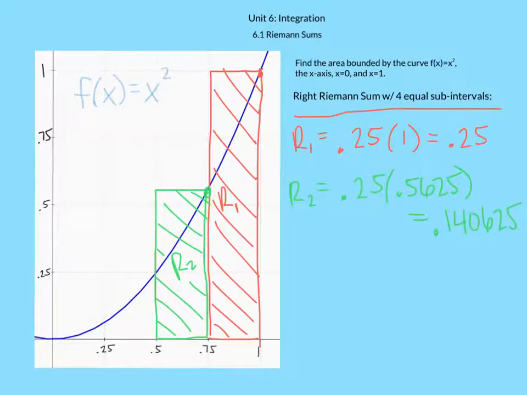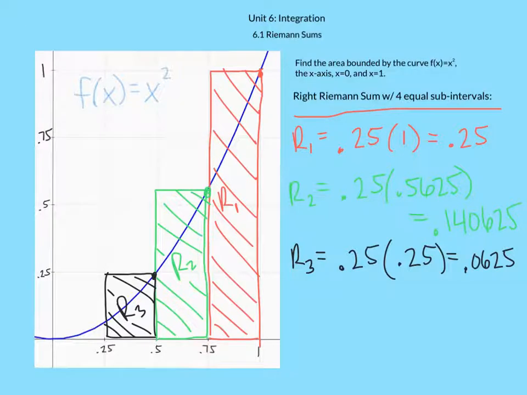Cool. All right, let's do our third rectangle. I'll go back to, we'll do black. This one will be here. This is r sub 3. And I'm not using r for rectangle, I'm using r for right, Riemann Sum, just so you know. All right, go ahead and figure out what the area of that rectangle is. Pause the video. The answer will pop up on the screen in a second. Okay, our third right Riemann sum, our rectangle will give us an area of 0.0625.